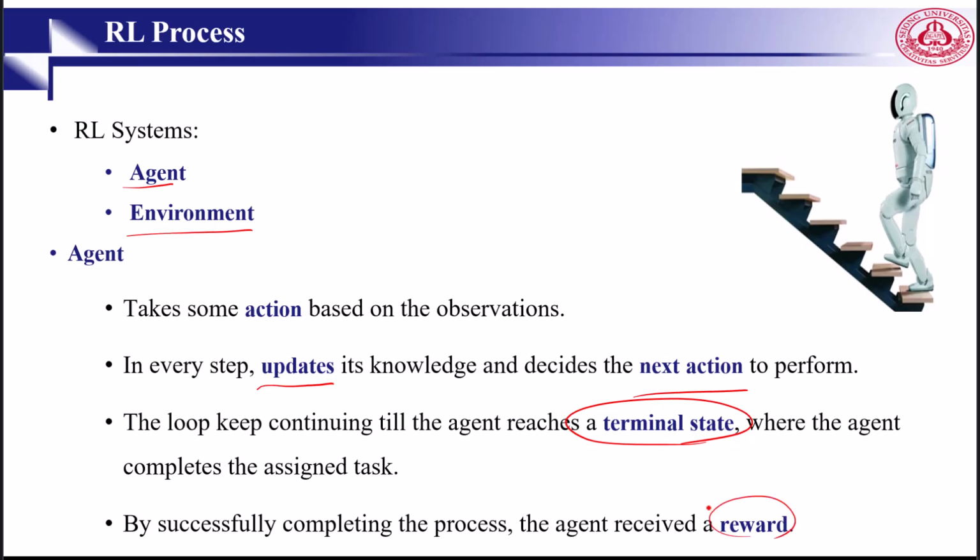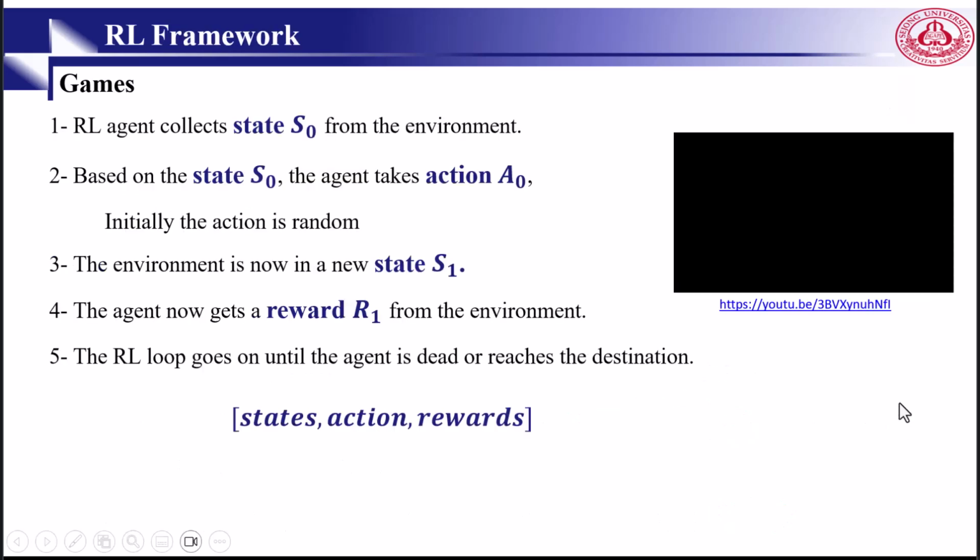So the reinforcement learning loop is a continuous feedback cycle. The agent observes the current state. The agent takes an action based on its current knowledge and policy. The agent receives a reward or penalty based on the action. Then it transitions to a new state, and then it updates its knowledge or value estimate. This cycle continues until the agent reaches somewhere to stop. That is called the terminal state. Through repeated iterations, the agent gradually improves its policy.